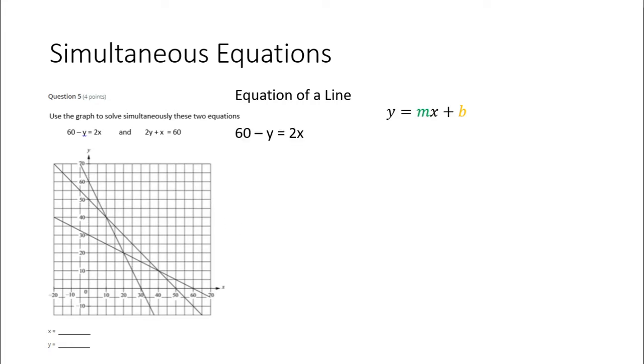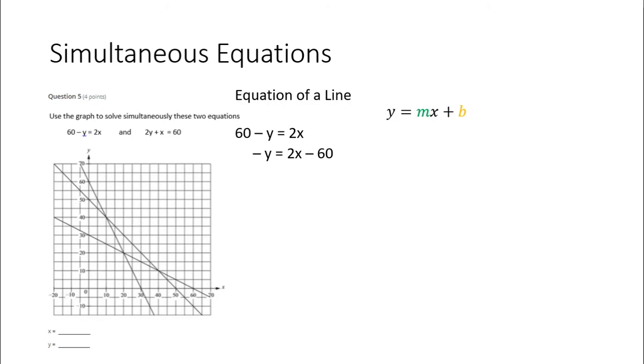The first line, 60 minus y equals 2x. To get it into the correct format, I want the y on its own. So I'll start by moving the 60 to the other side. Be careful because the minus belongs to the y, not to the 60. So I still have minus y on the left-hand side, and on the right-hand side, my positive 60 became minus 60. Now it's not quite in the right format. I want the y completely on its own. I want it to be a positive y.